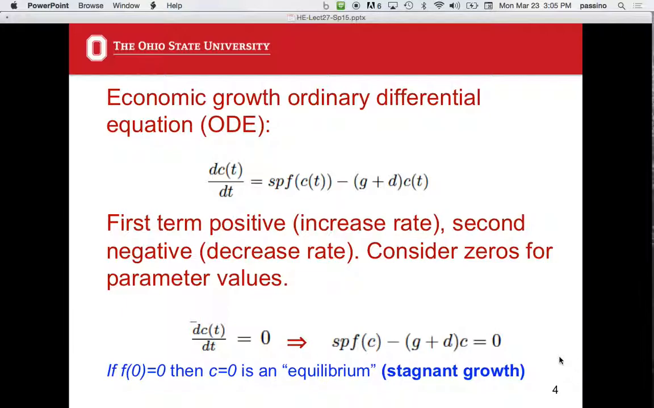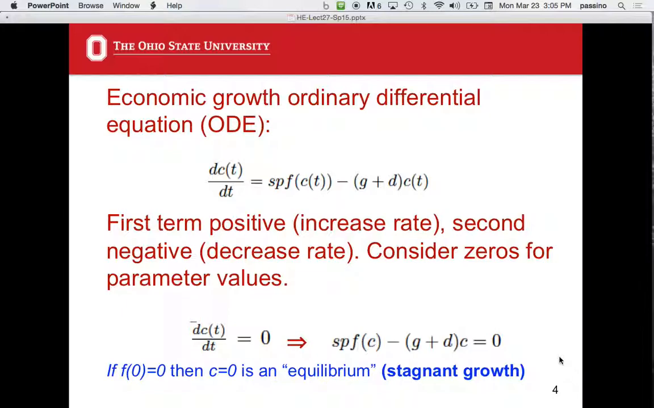Ignore the right-hand side for a second, but if that left-hand side derivative is positive, then it says that capital is going up. If it's negative, it's going down. And if it's equal to zero, it's staying the same. So what you would say is the country is getting richer, poorer, or stagnant at the same level, okay?